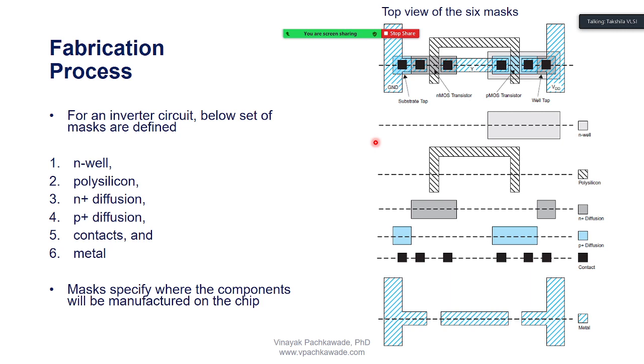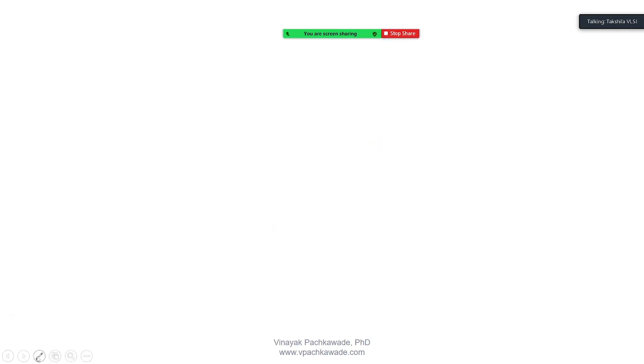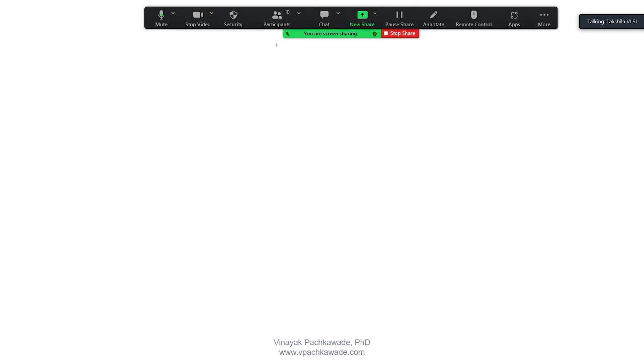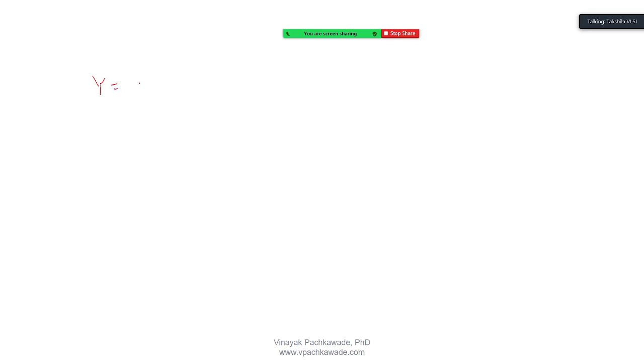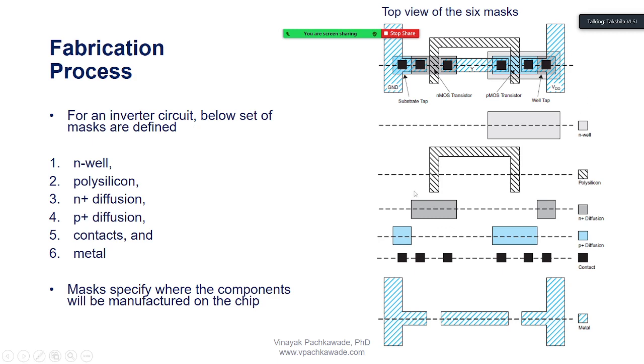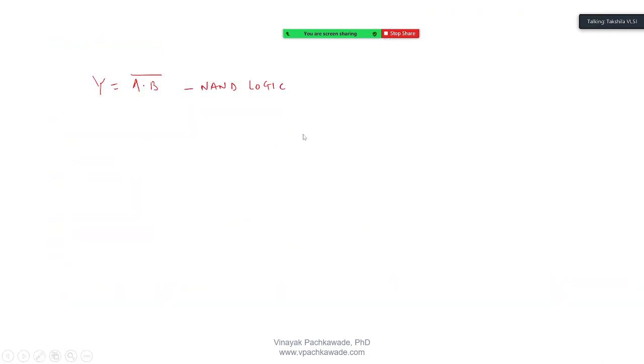So I had asked you, if I have drawn this layout for the CMOS inverter, how about I give you an output function Y equals A and B with a bar over it. So it's a NAND logic, I know that, right? I had asked you to come up with the top view. What I have shown you is the top view. This is the top view of the layout, and the cross section can easily also be drawn as we had seen before.